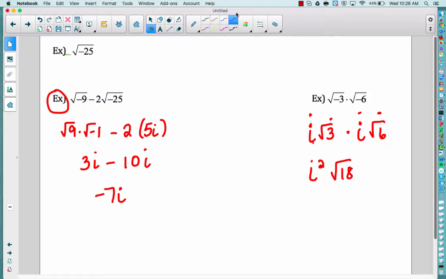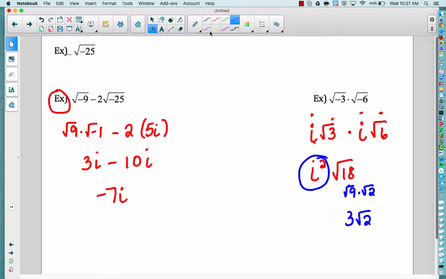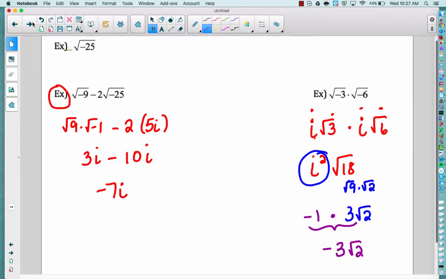All right, but now I'm not done. I have to simplify. Root 18 can be rewritten as root 9 times root 2, which is 3 root 2. i squared, you know, is negative 1. So we're going to plug in negative 1, so we get negative 1 times 3 root 2. Now it's times, so we can multiply these outer parts, and we would get negative 3 root 2. All right, so hopefully it's starting to make a little bit of sense. Okay, so let's move on.